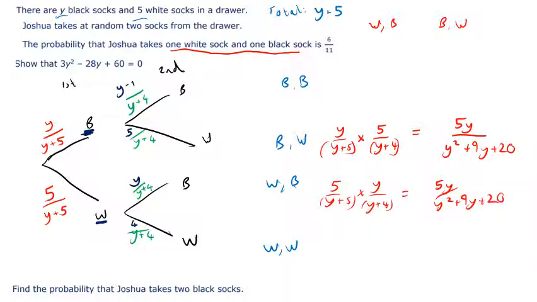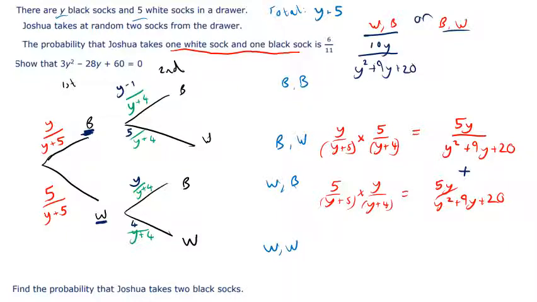Now, I said earlier, when we've got those two different probabilities, white and then black, or black and then white, we add them together. So when I add these two fractions together, I am going to get 10y, because 5y plus 5y is 10y. My denominator is still going to be y squared plus 9y plus 20. And then what are we told about that?